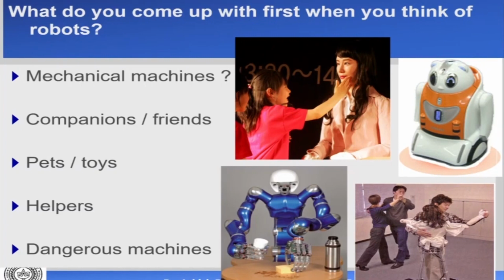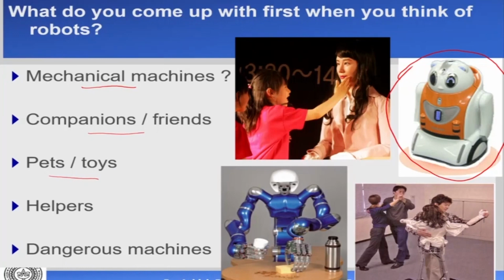Now, for different people, different things come to mind. For example, some people think that these are mechanical machines. Then for some people, they are companions and friends. And for some, they could be pets and toys. For example, for the younger generation, it can be pets and toys. If you ask a kid, what is a robot, he'll probably say a car which is avoiding obstacles and you can control with a remote. That's a robot.